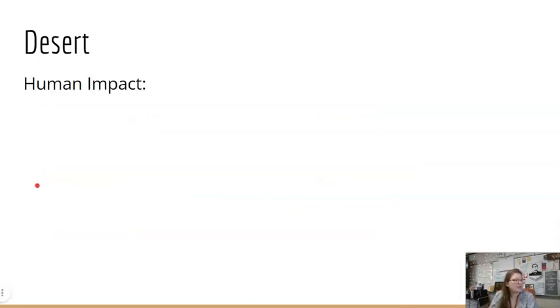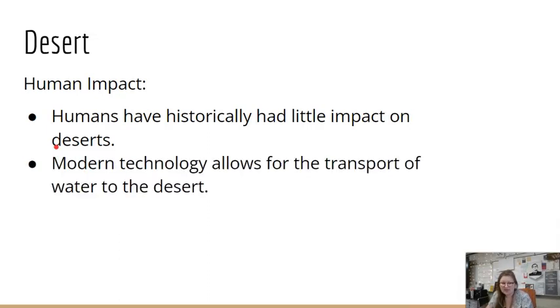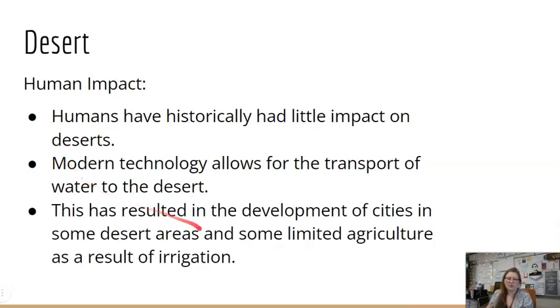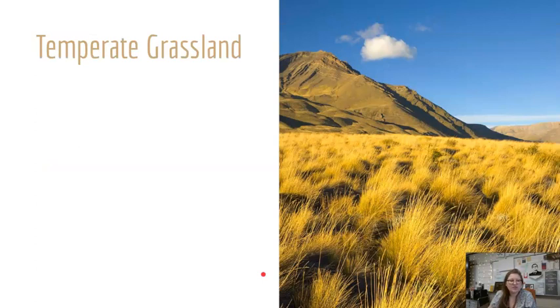And then human impact. We're going to talk about each biome and then cover the human impact. Humans have historically had little impact on deserts. Not a great place for us to live, so we didn't affect them too much. However, now with the technology and money that we have, it allows us to transport water into the desert so that people can live there. So we have developed a lot of cities in some desert areas and some limited agriculture as a result of irrigation.